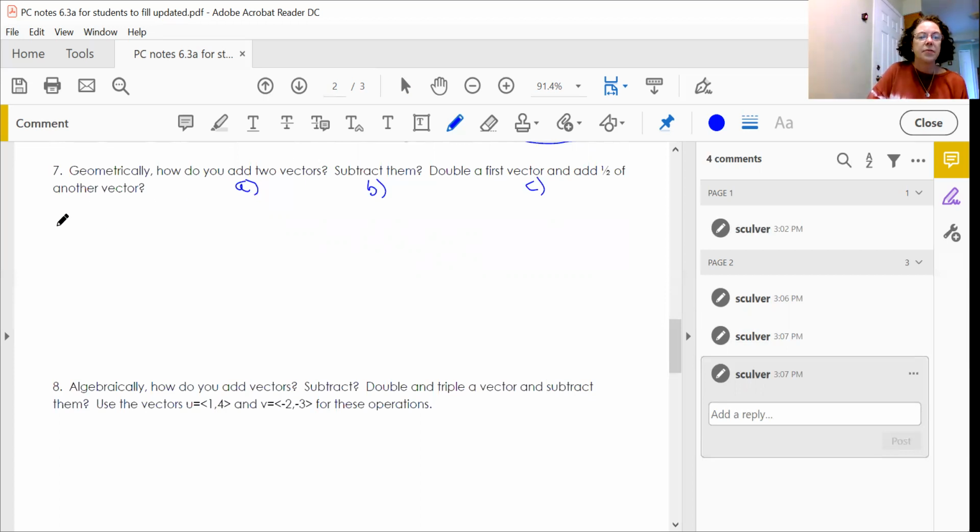Let's make two very different vectors. Here's my vector U, and I will make my vector V go kind of in the opposite direction and a little longer. That's supposed to be straight. There we go. Here's vector V. So how do we add the two vectors?